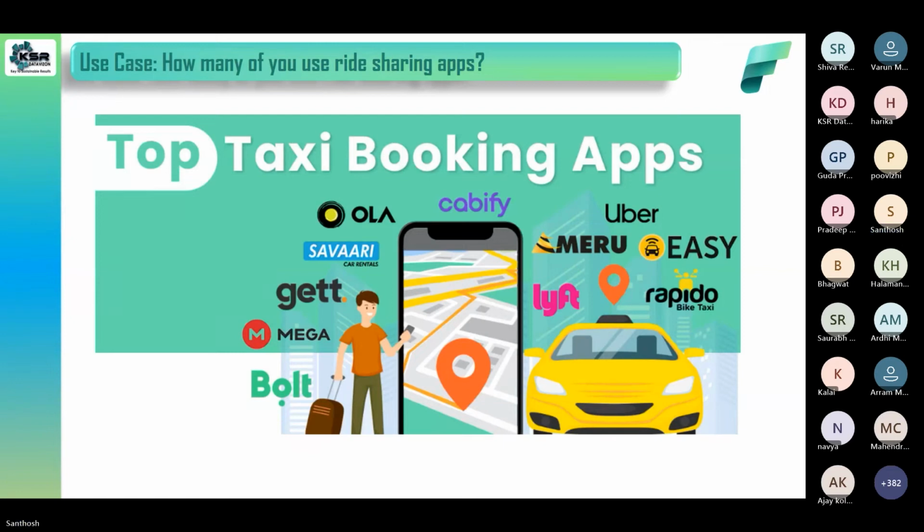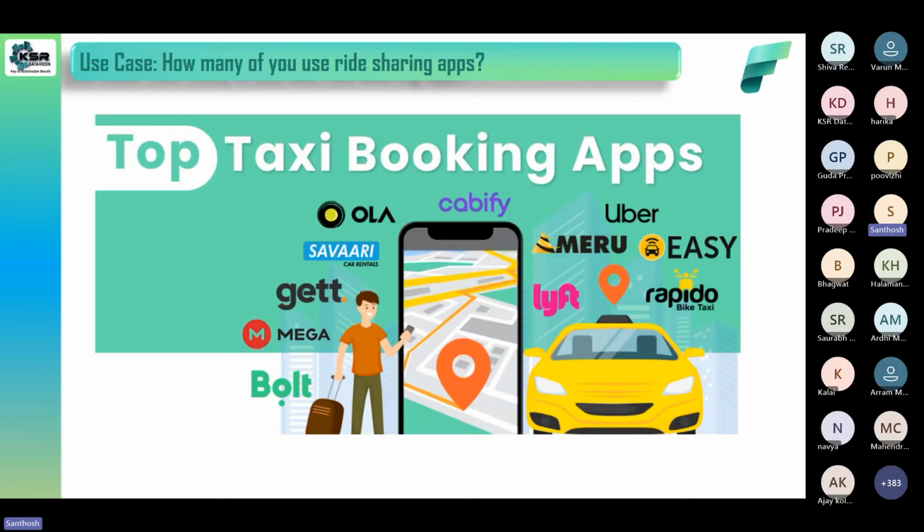Now, let's talk about a use case. Every single person in this session would have traveled by a ride sharing company. It could be Ola, it could be Uber, or it could be Rapido. You would have traveled, right? And Lyft, there is another famous ride sharing company. If you see US based companies, Lyft is also one of the top ride sharing companies, right? Now, what do you do in these ride sharing companies?